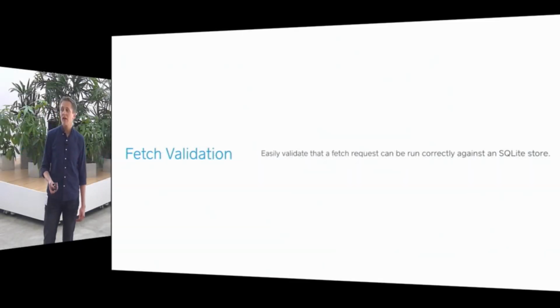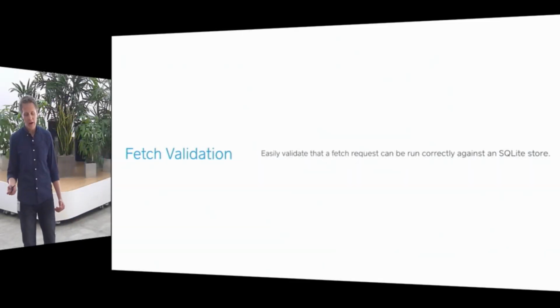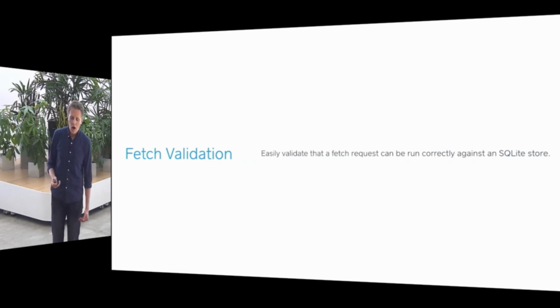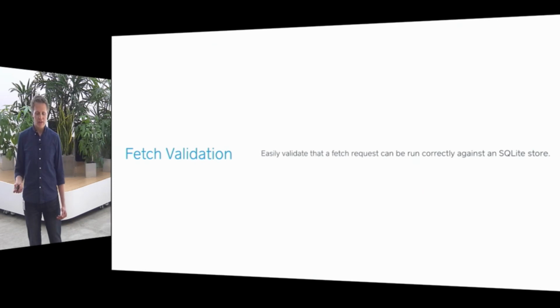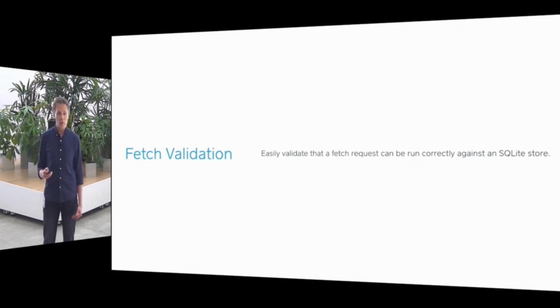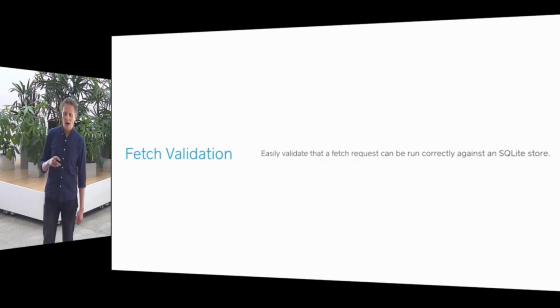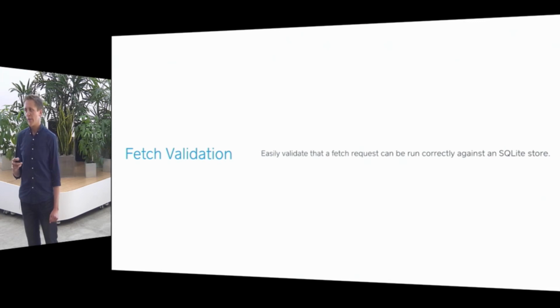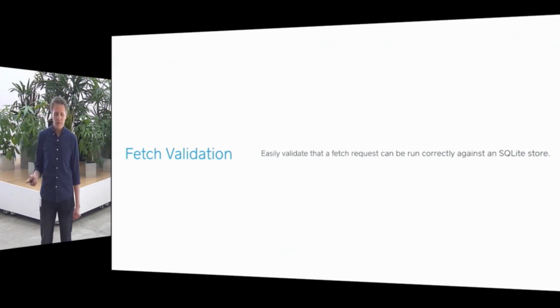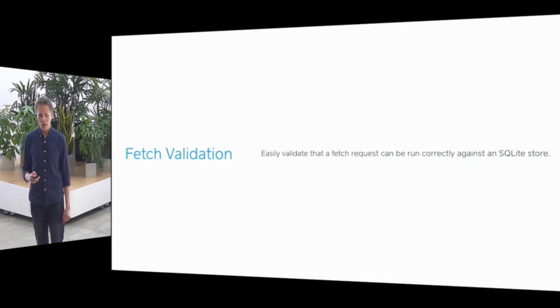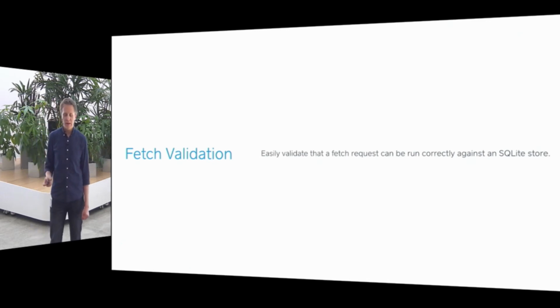Next is fetch validation. So fetch validation provides an easy way to validate that a fetch request can be run against a given SQLite store. This was a very recent addition to Square Data because we needed to automate a previously manual process where when you wrote a fetch request or a predicate, you'd have to verify that each key path in the predicate existed and was modeled in the managed object model. This already helped us catch one P0 bug in the first few days it was deployed, which is great.